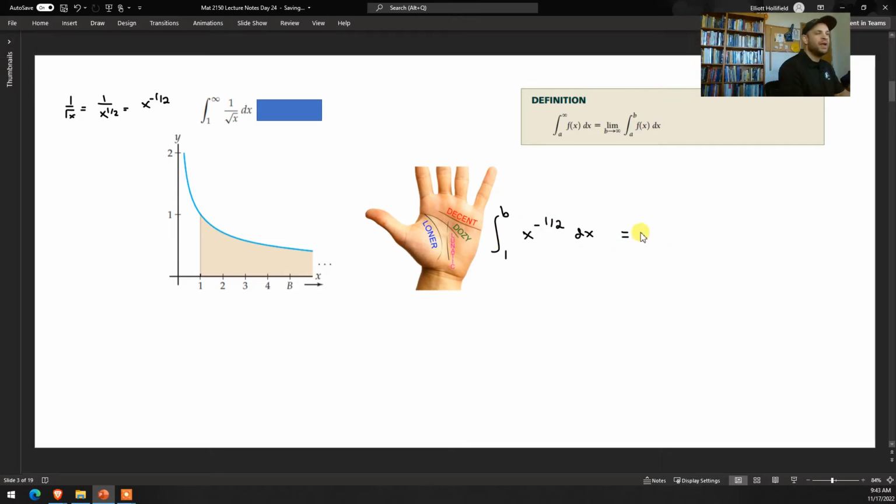Now we can compute our antiderivative by applying our power rule for integration. Our power rule says if we have a power function with exponent n, then our antiderivative is given by x to the n plus 1 divided by n plus 1. So here we take negative 1/2, we add 1, and then we divide by that same number. And we evaluate that in between 1 and b.